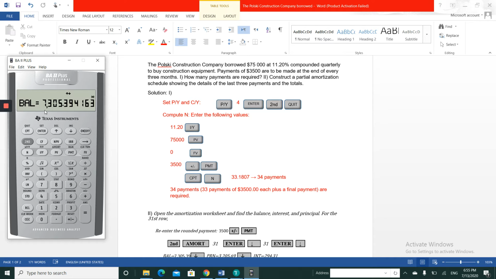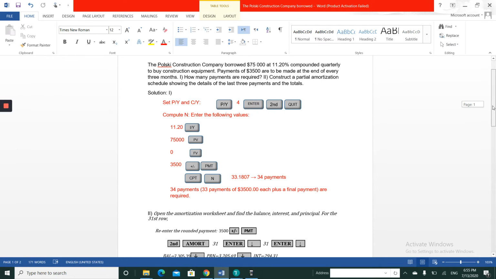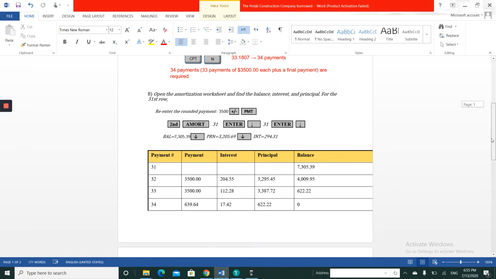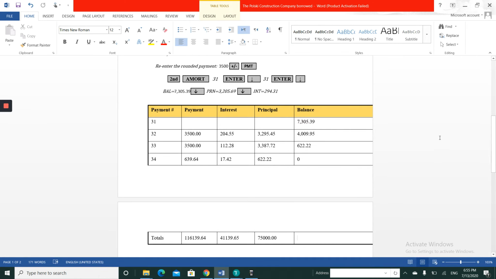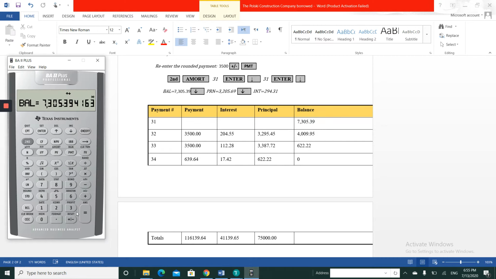Round to the nearest cent: $7,305.39. So the unpaid balance after payment number 31 is $7,305.39. By using the financial calculator's amortization function, I can find the amount of interest, the principal repaid, and the balance for the last payments.